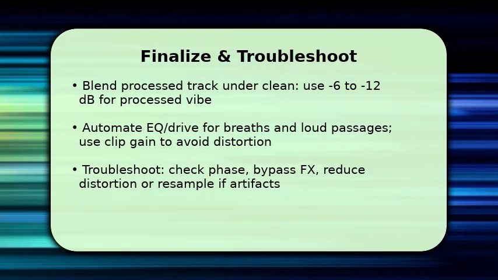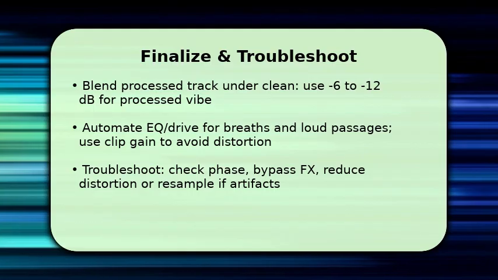Finish by blending the processed radio track under the clean track. Start with the processed version around -6 to -12 dB and adjust by ear. Automate EQ or drive for breaths and louder lines, and use clip gain to prevent overload.